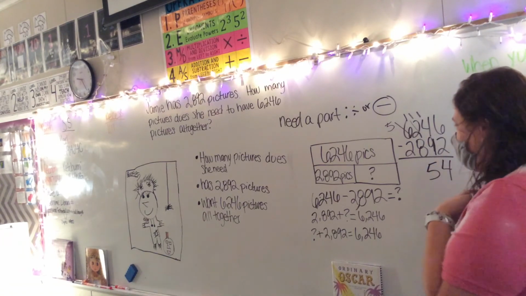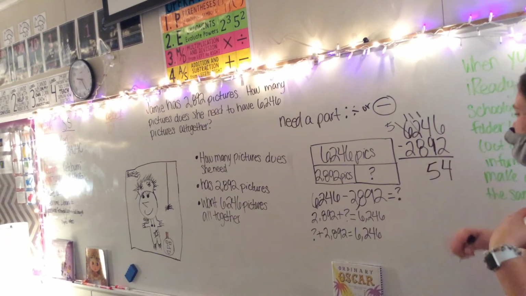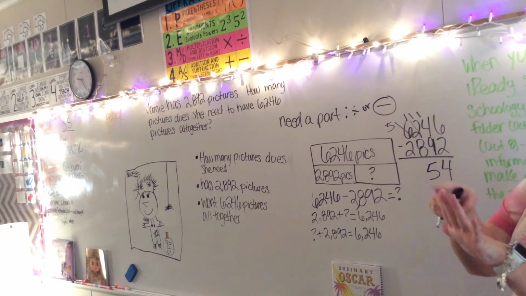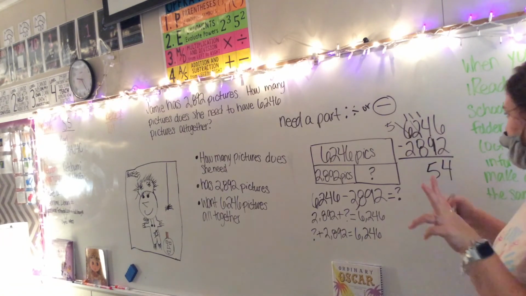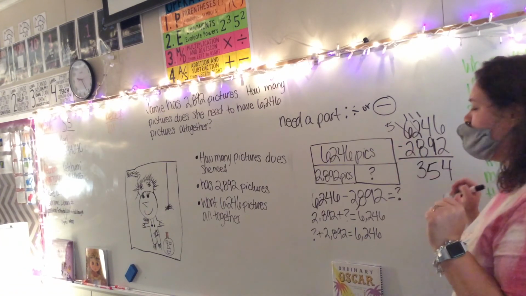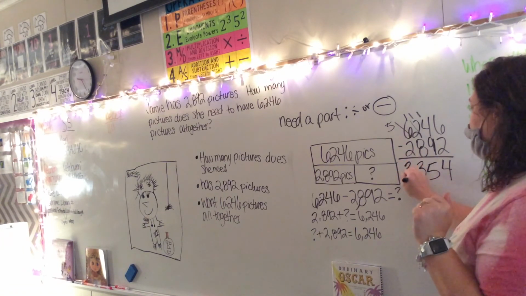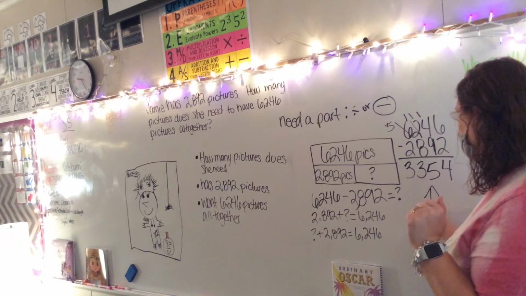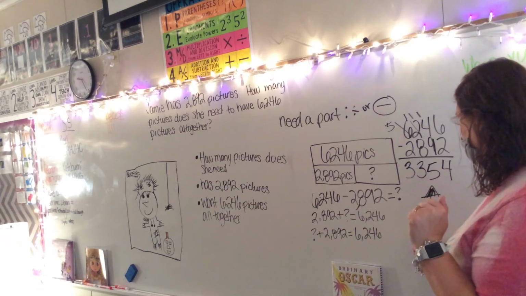Can I tell you something real fast? If you don't know a subtraction problem, work backwards. 8, 9, 10, 11. I added 3 more to get to 11. 5 minus 2 is 3. So how many pictures does she need? 3,354. Yes.